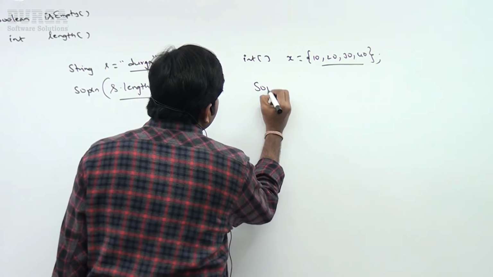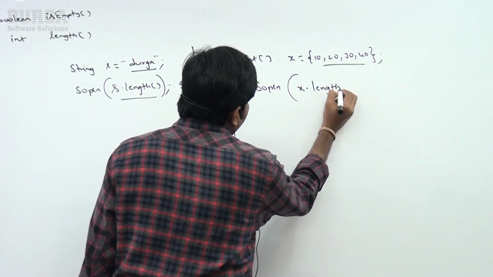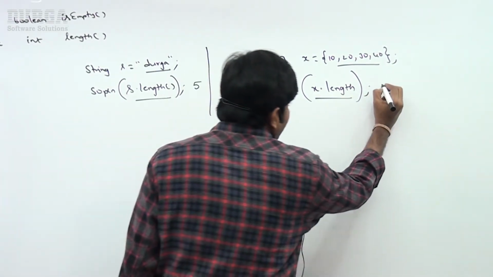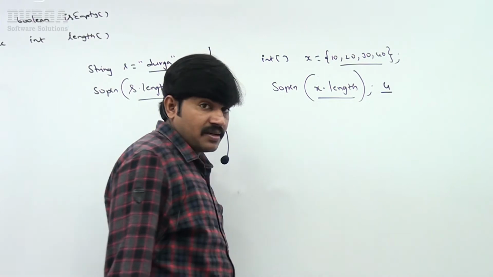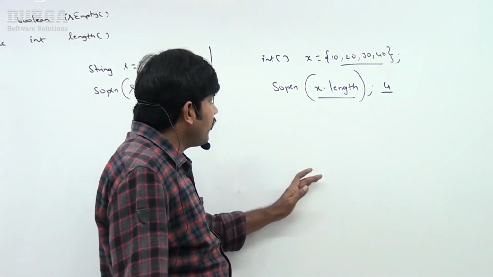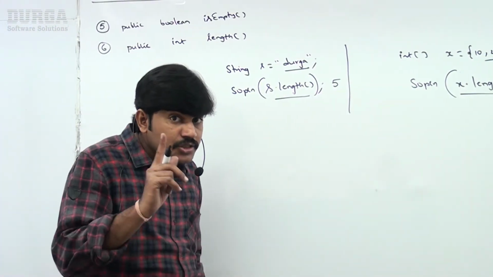If you want to know the number of elements present inside an array, then we go for the length variable. SOP of x.length. What is the answer? 4 itself is the answer. So make sure the length variable is applicable for arrays, and the length method is applicable for strings.